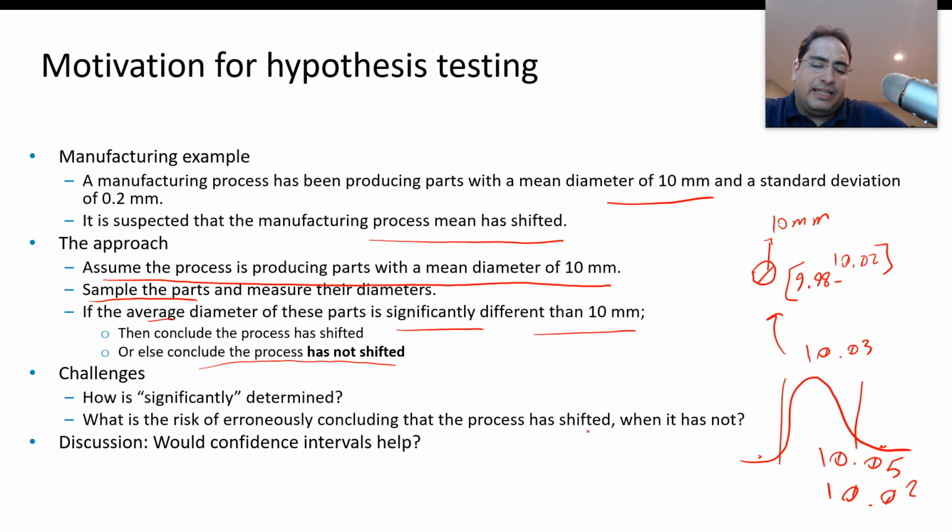If we assume that the process has shifted, but it has not, and we just assume that by error, what are the costs? The costs could be a lot. We could change a whole process, spend $1 million because we thought that the process has shifted, but it hasn't. So that is going to be very important. These confidence intervals are going to help us in that process.